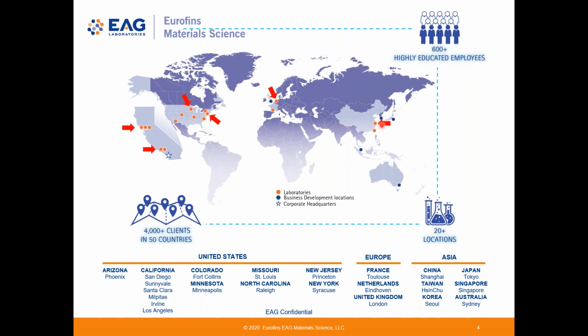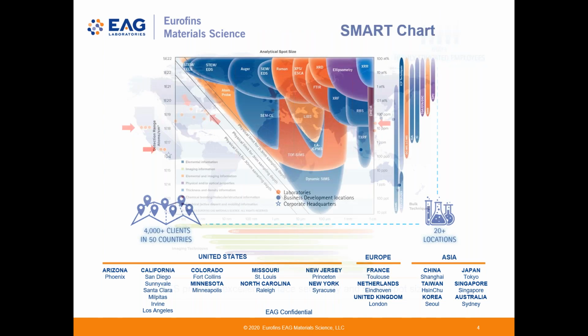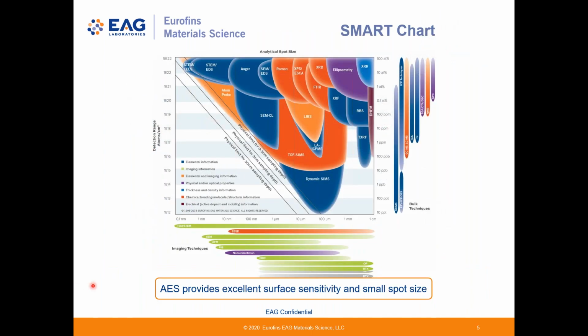Okay, let's take a look at the SMART chart. SMART is an acronym for Spectroscopy, Microscopy, Analytical Resolution Tool, and it shows the techniques we have available at EAG plotted to show their attributes related to spot size and detection limits. They are color-coded according to the descriptions at the lower left. For example, blue areas provide elemental information primarily, while green techniques show imaging information.